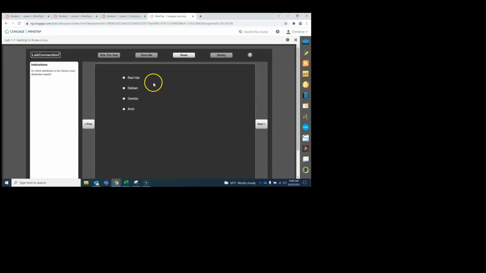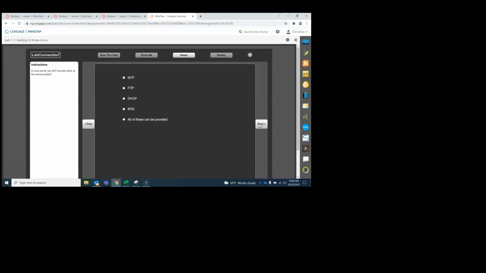Which distribution is the Ubuntu Linux distribution based on? Debian, I do believe. When using an internet browser in Linux to reach a website, how is the address www.linux.org handled? It is a fully qualified domain name and is translated by the domain name server.